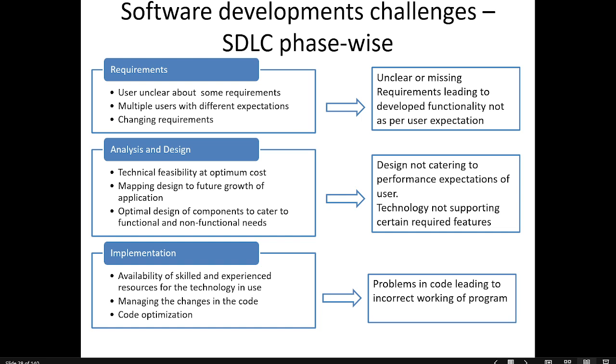Design not catering to the performance expectation of the user. This is the first problem which an application may face. I'll give you a simple example. Let's consider a web application which is developed and deployed across the globe. But when it was tested in some controlled environment with 5 users, 10 users, or maybe 1000 users, it was working perfectly fine. But when it becomes COTS, that is commercial off the shelf, and is deployed across the globe, the number of users is exponentially higher.